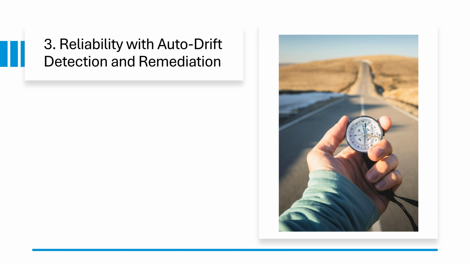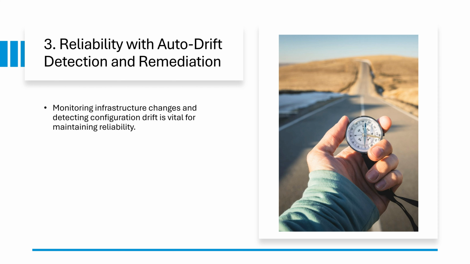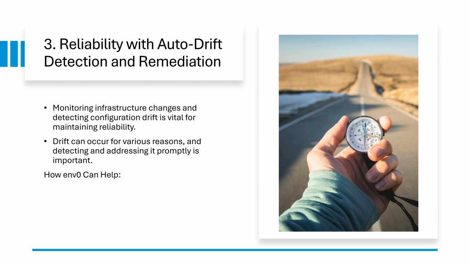Next up is reliability with auto drift detection and remediation. We want to be able to monitor our infrastructure changes and detect any config drift that is vital for maintaining reliability. And drift can occur for many different reasons, and detecting that and addressing it really quickly is absolutely important. So how can env0 help with that?